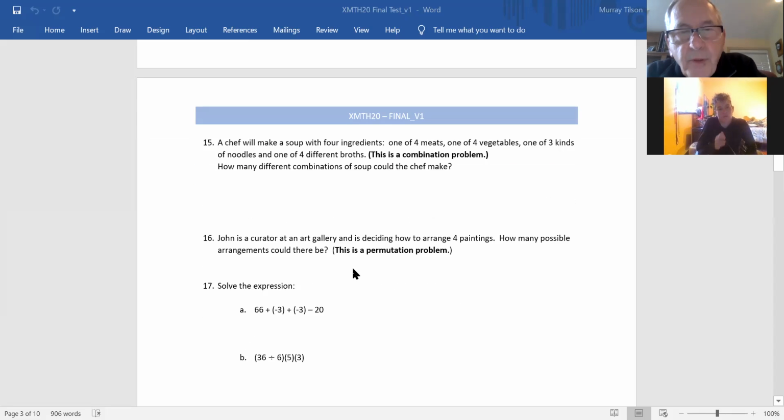If it's a permutation problem, this is an order of putting things in order. If you have 4 paintings, the number of options would be 4 times 3 times 2 times 1. That would be the total number of possibilities of rearranging those paintings, okay? That would be a permutation problem. The other one would be a combination problem.